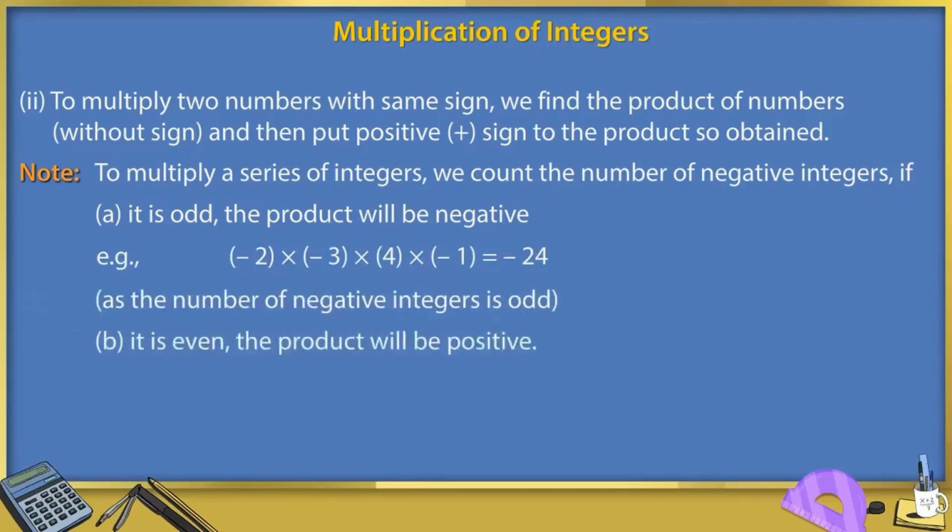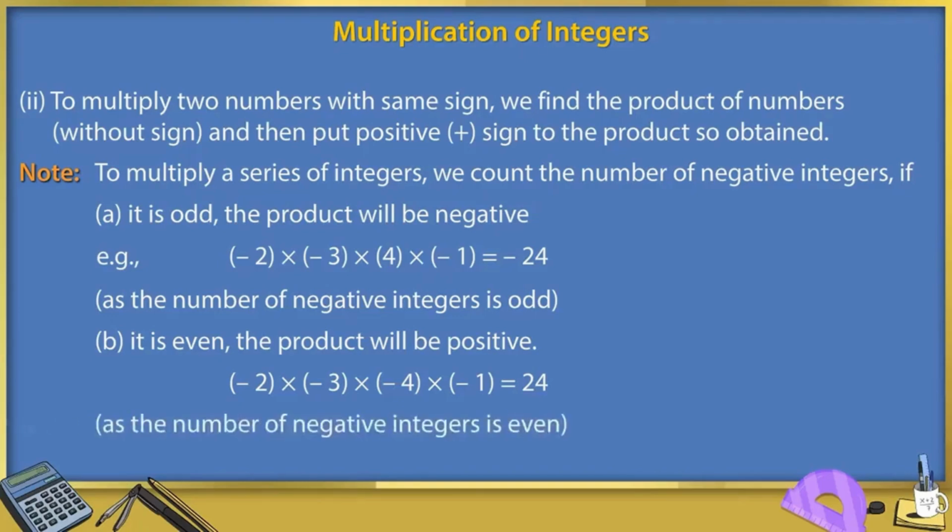B. If it is even, the product will be positive. (-2) into (-3) into (-4) into (-1) is equal to 24, as the number of negative integers is even.